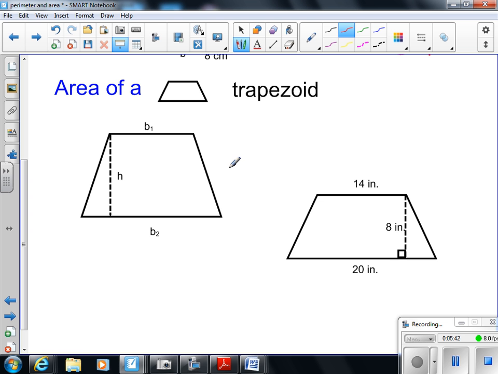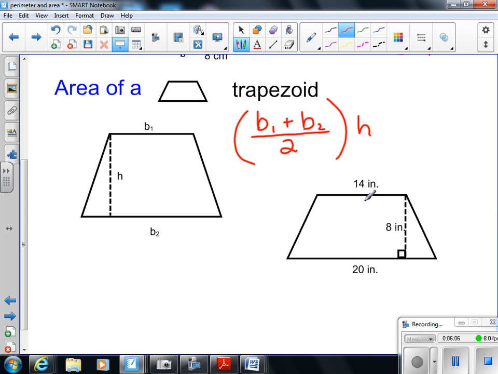But how do I get that amount? It's the average of the bases. So the formula for finding the area of a trapezoid we say is base 1 plus base 2. How do I find an average? Divided by 2. Take all of that times your height. That's how you get the area of a trapezoid.